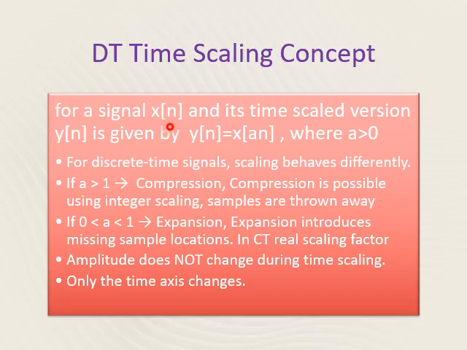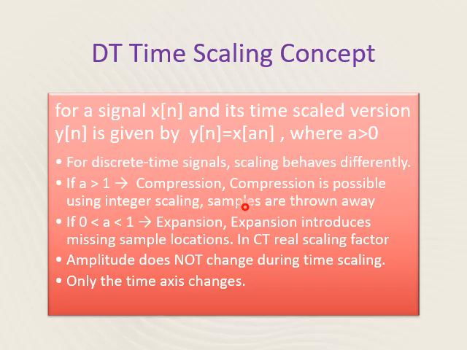For a signal x of n and its time scale version y of n, the relationship is given by y of n equals x of a times n, where a is greater than 0. That means it's always positive. For discrete time signals, scaling behaves differently than for the continuous time signal. In the discrete time case, if a is greater than 1, there is compression, similar to what we have in the continuous time case. But here the scaling factor should be an integer.